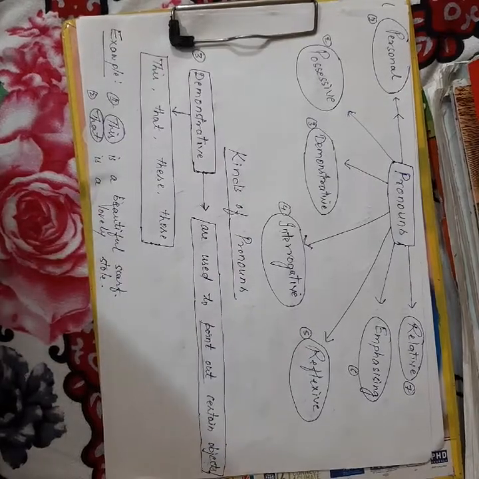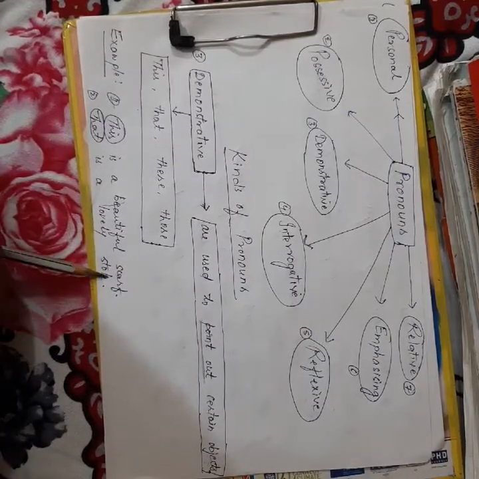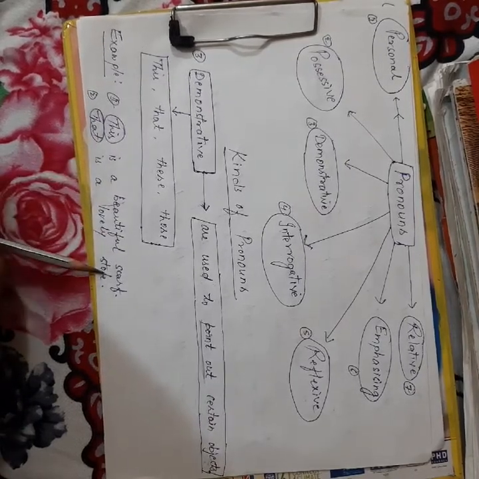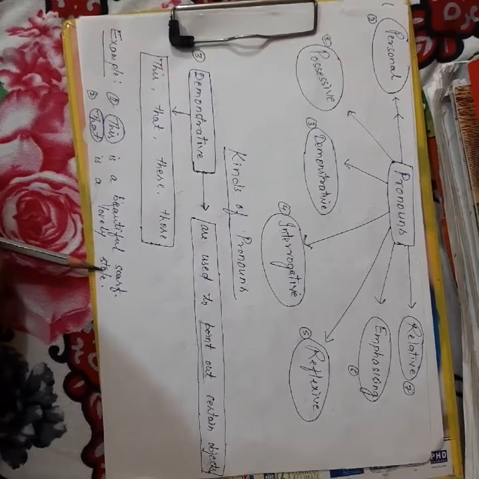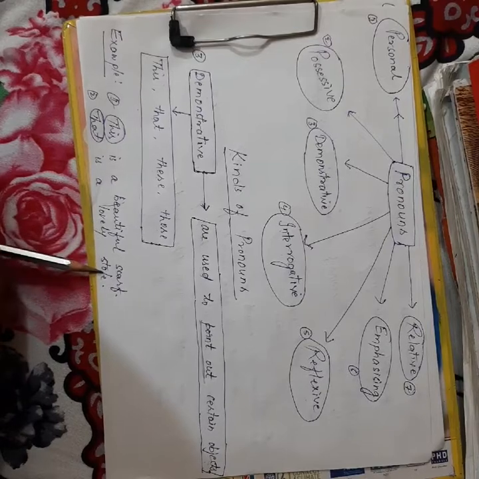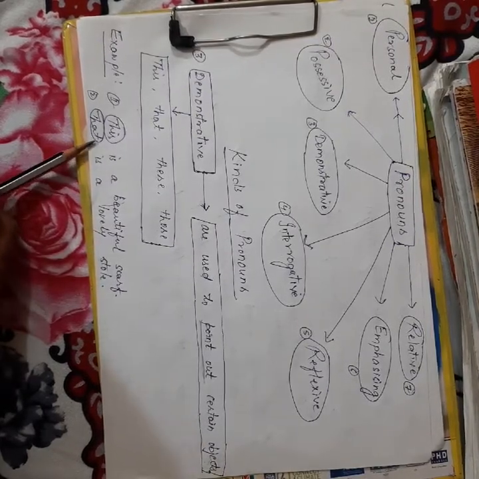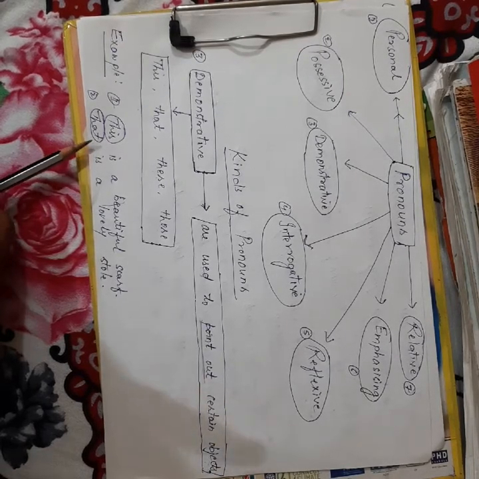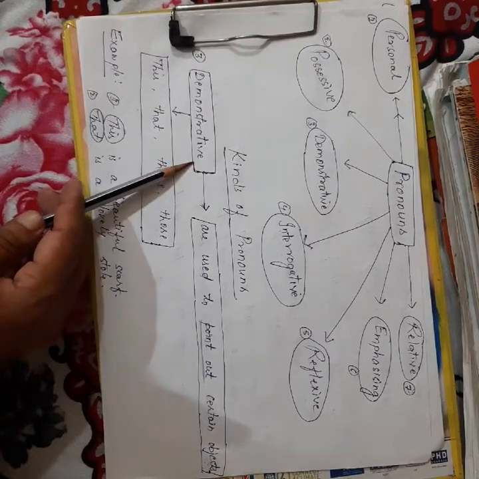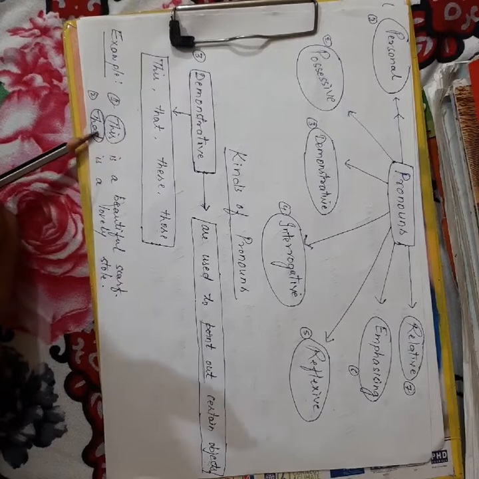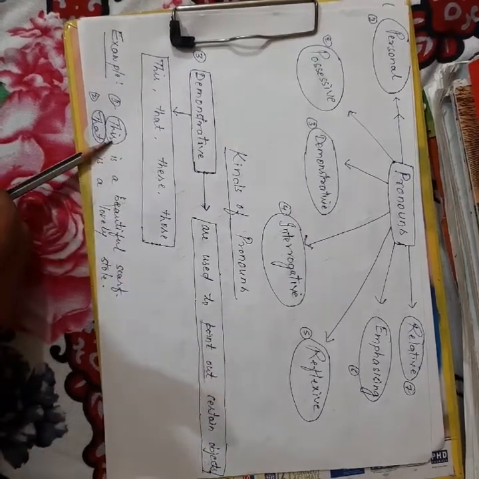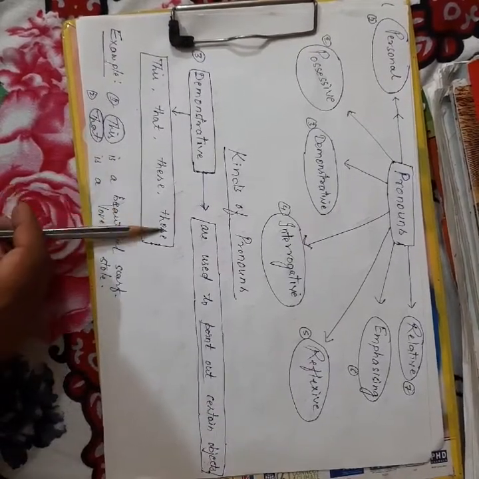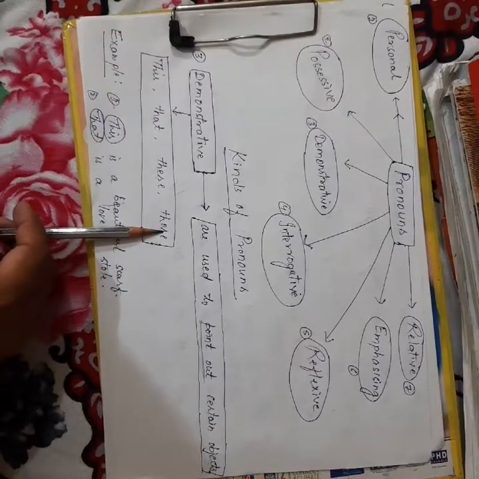Okay, next example, that is a lovely stole. Again in this sentence, that is pointing out an object, and your object is what? Stole. So that is a lovely stole. That is pointing out a stole. So here that is used as demonstrative pronoun. Okay, so this, that, these, those. You know that this and that are used for singular number, and these and those are used for plural numbers.